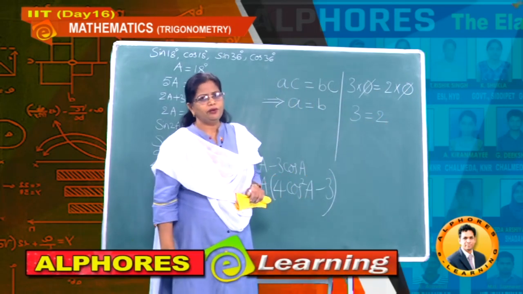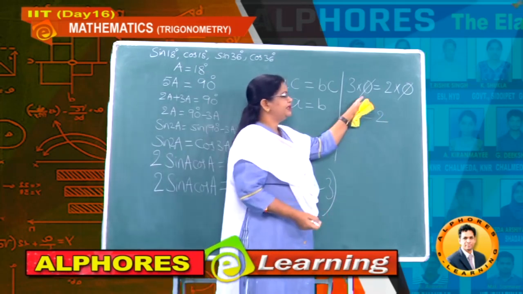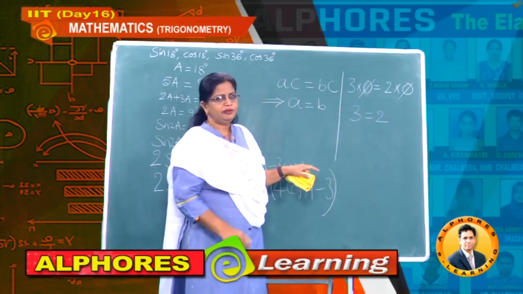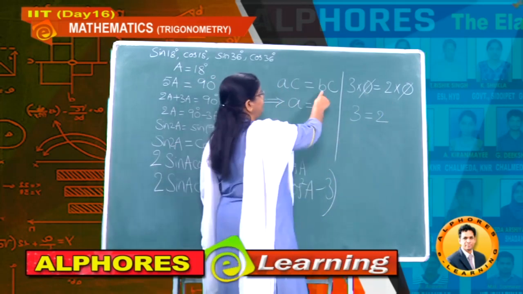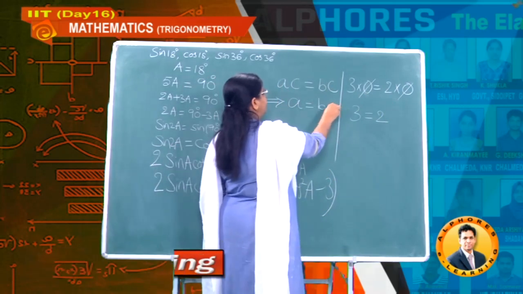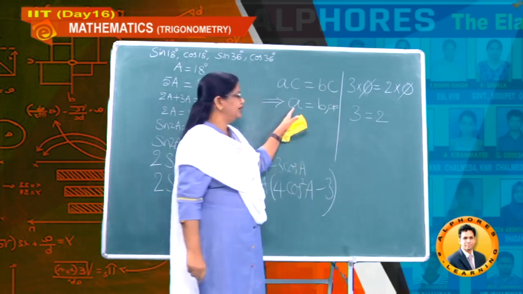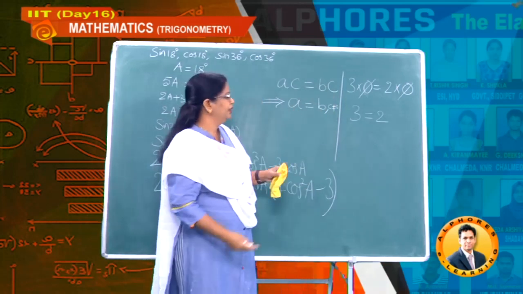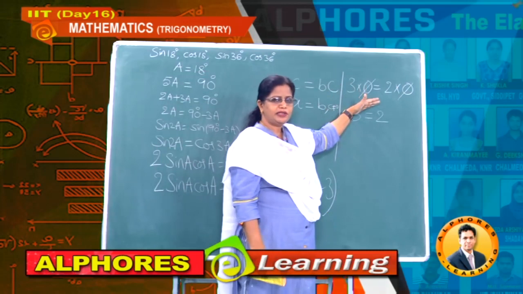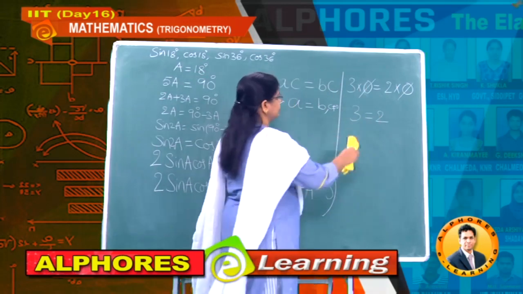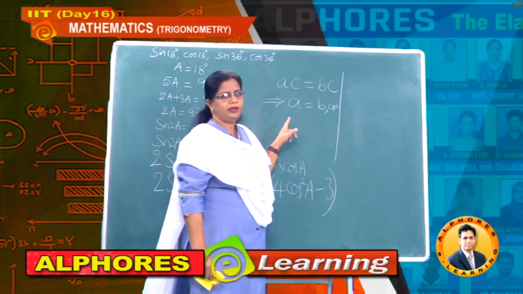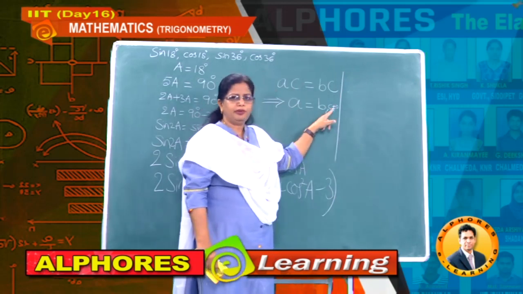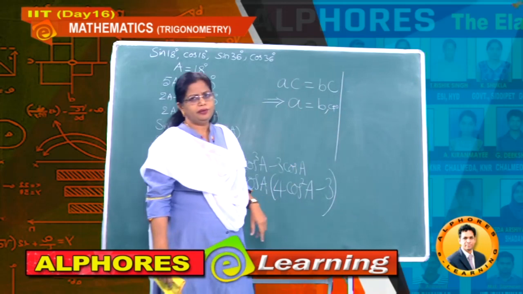100% wrong. So whenever you want to cancel any term, you have to check whether it is zero or non-zero. That means only when C is not equal to 0 can you write A equal to B; otherwise you will get ambiguous values. Now here students observe, AC equals BC implies A equals B provided C is not equal to 0.